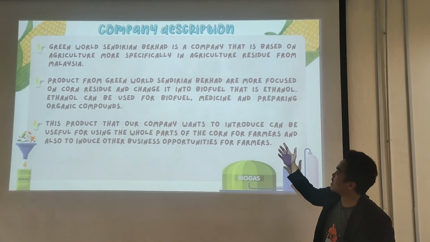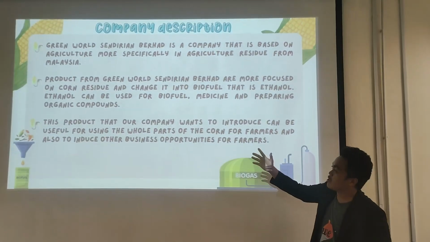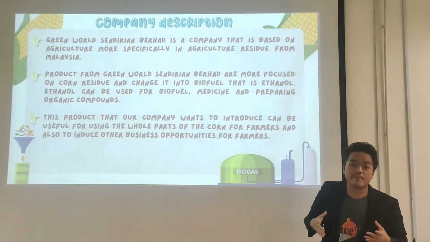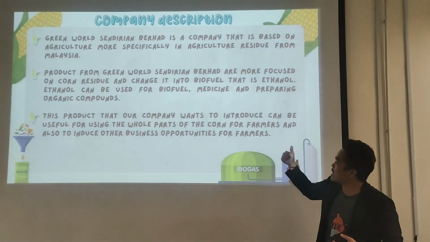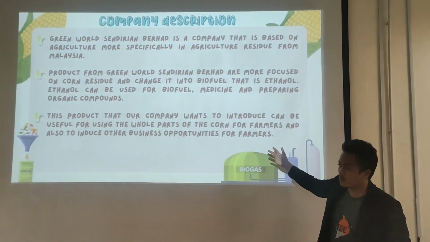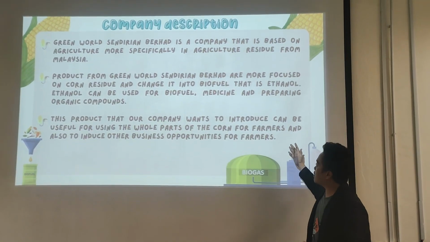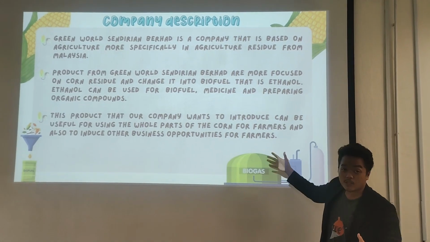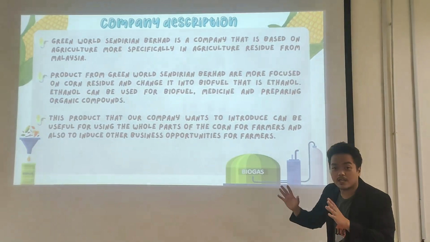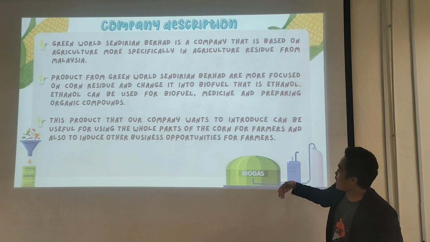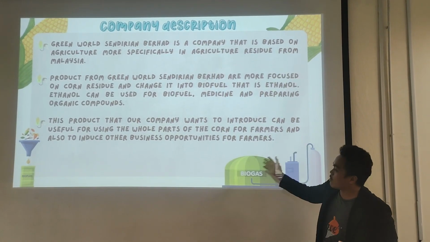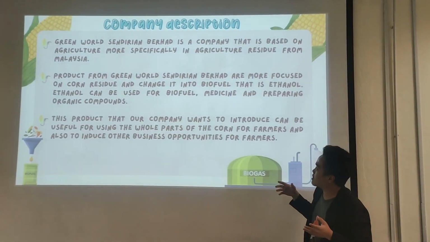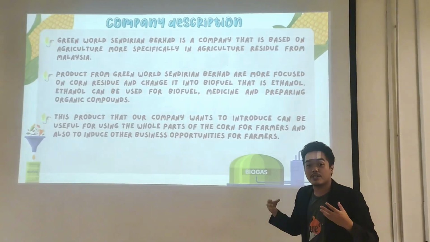Products from Md Suriyah BR211101 are more focused on corn residues and changing them into biofuel, that is ethanol, that can be used as medicine, as biofuel, and for preparing organic compounds. This product that our company wants to introduce makes use of the whole parts of the corn instead of discarding it around and causing pollution for the farmers, and it also induces other business opportunities for the farmers. Besides selling the corn, the farmers can also sell the residues.